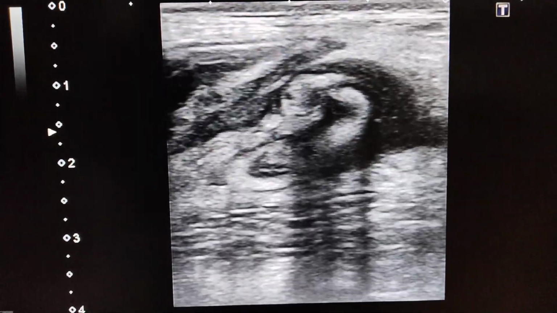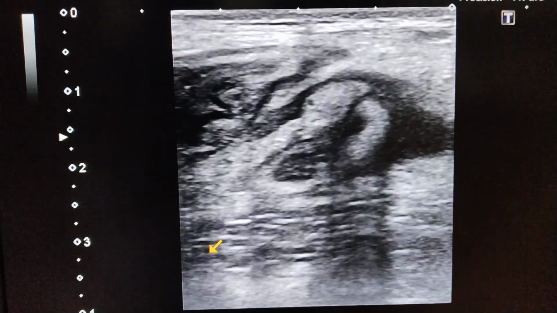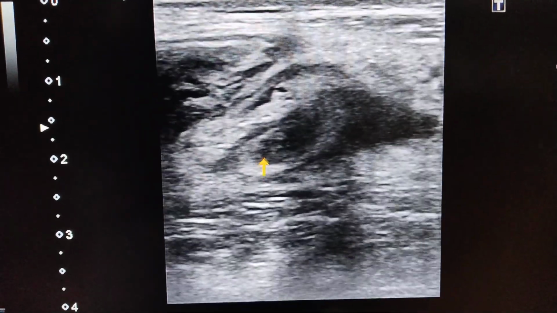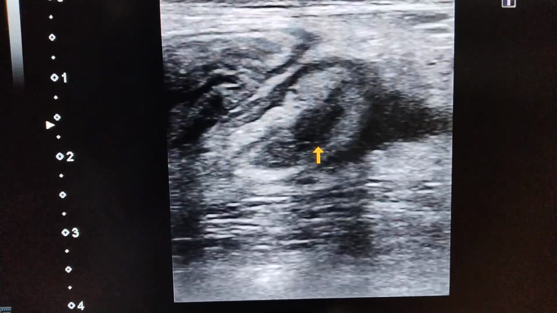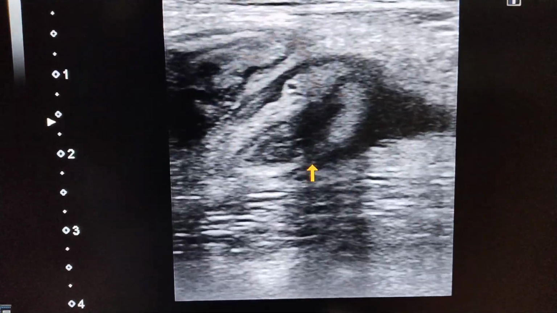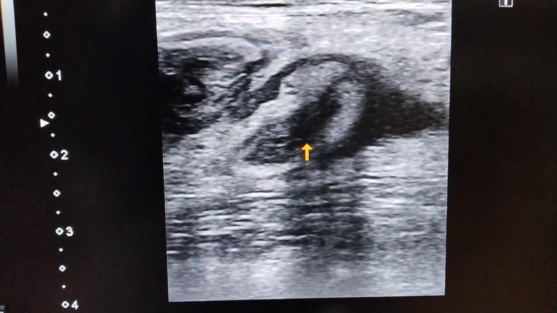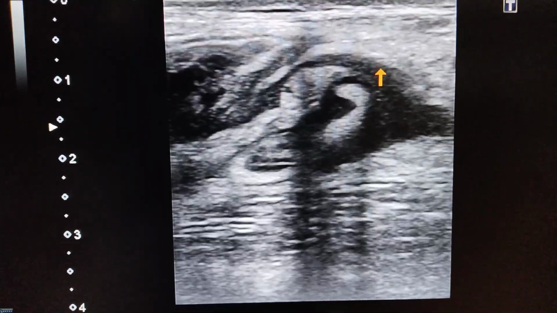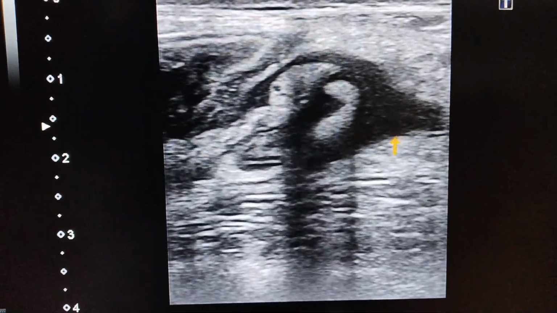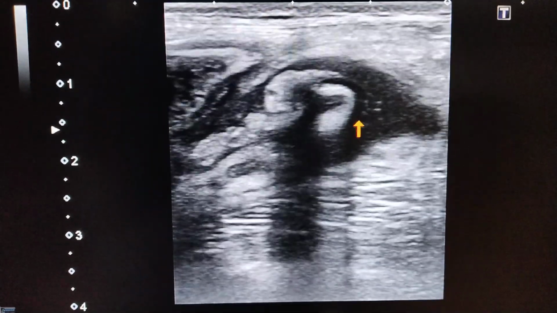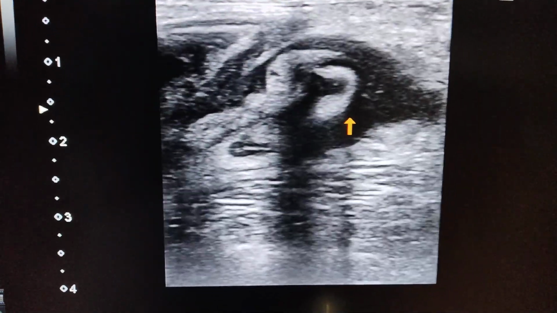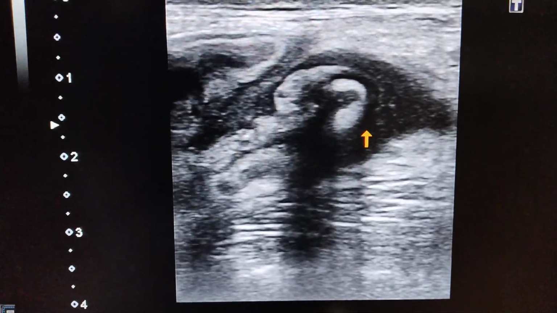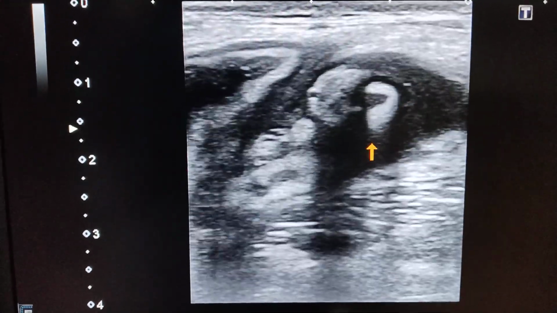So this was, in conclusion, we can say that this is a case of acute appendicitis with high resistance to the appendicular artery, surrounded by inflamed periappendiceal fat and a mild amount of fluid which contains internal echoes.